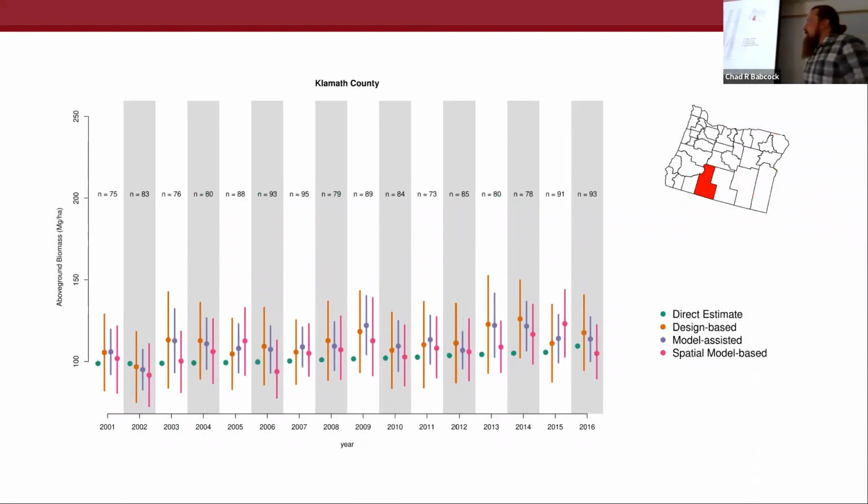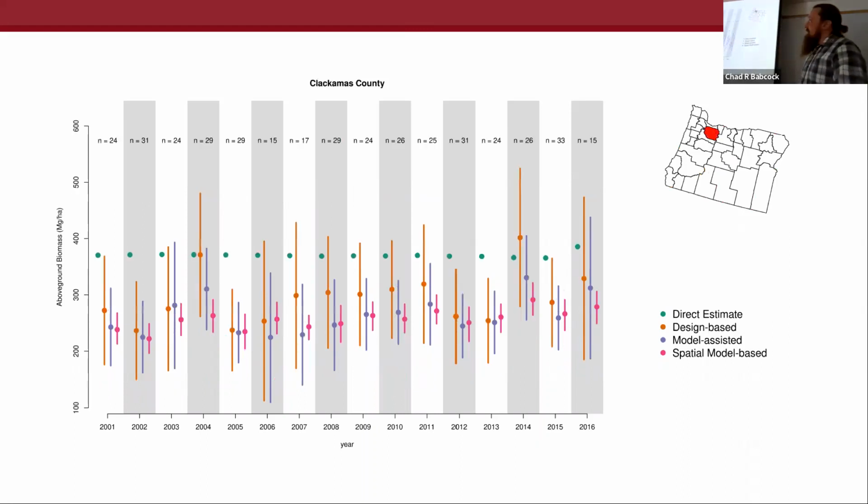But we can move down to county scales and we can start to see how we essentially decrease our uncertainty as we start bringing in these other approaches. And then we have one with even smaller sample sizes. You can't read them up there, but they're around 15 to 30 plots in this particular county per year. You can see that our design-based estimates' uncertainties are very large. We can see that our model-assisted approach brings it down a little bit, but our geostatistical model seems to be bringing it down quite a bit.